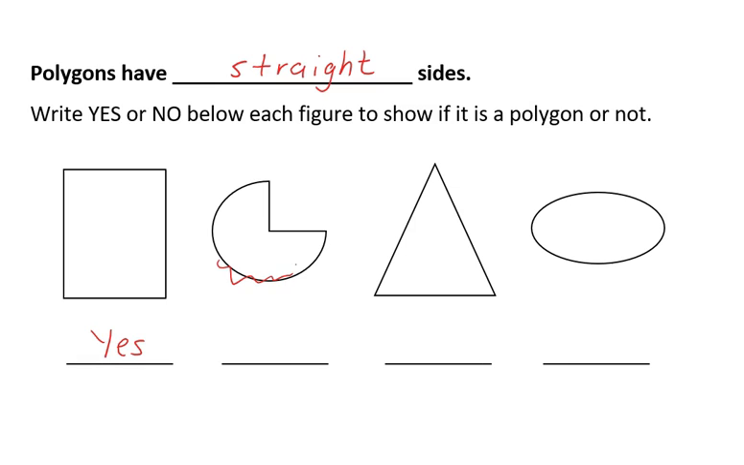Here we have curved sides, so that is not a polygon. The triangle has straight sides and it's closed, so yes, it is a polygon. And the oval does not have straight sides, so that is not a polygon.